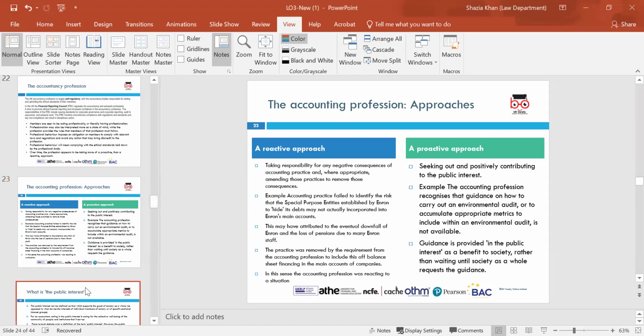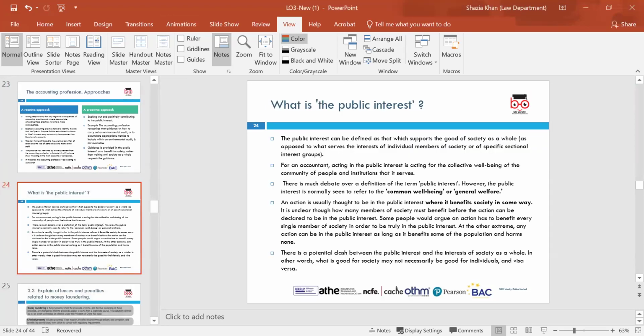So when we look at public interest, we look at what it is, what the meaning of it is, and why it's so important. Public interest covers a wide range of values and principles relating to public good, or what's in the best interest of society. For an accountant, acting in the public interest for the collective well-being of the community and people that it serves is really important.